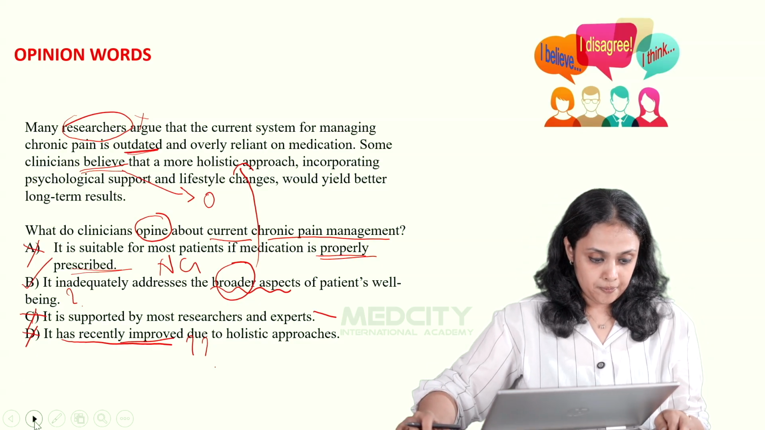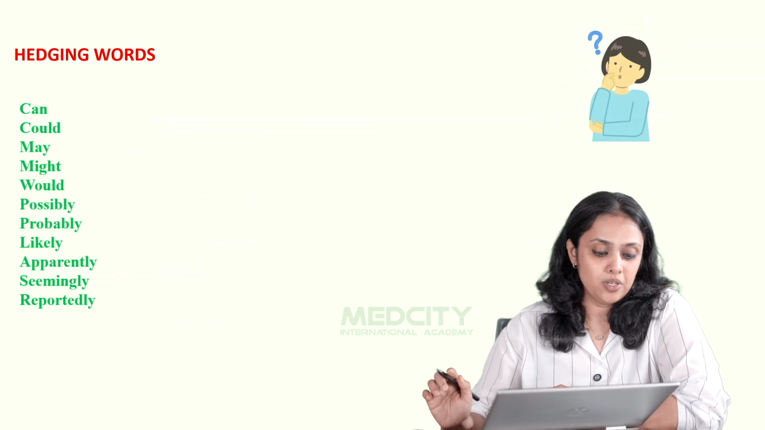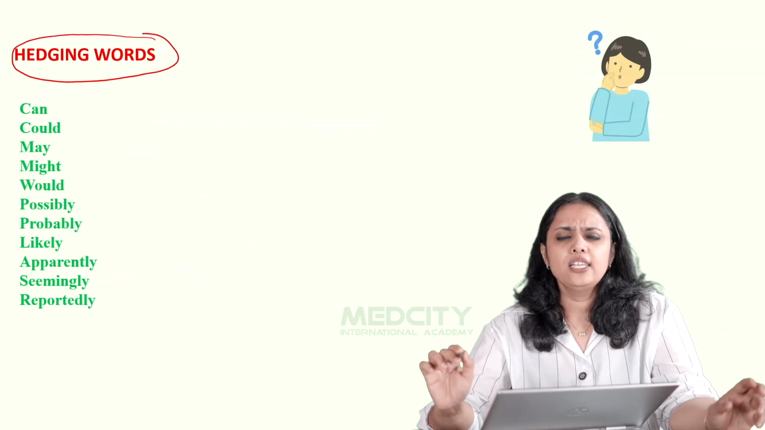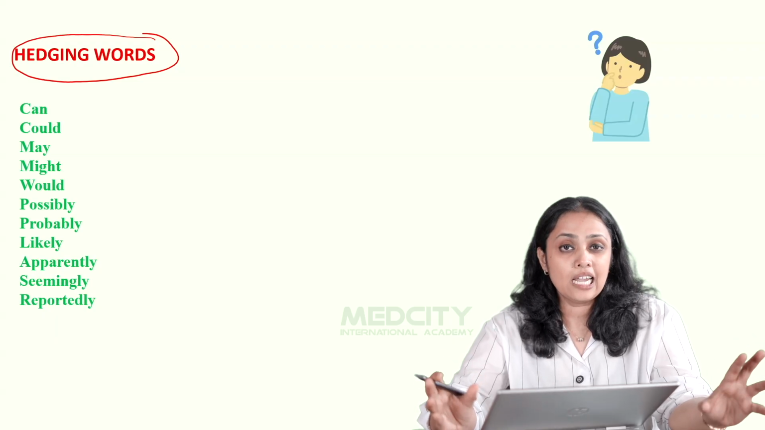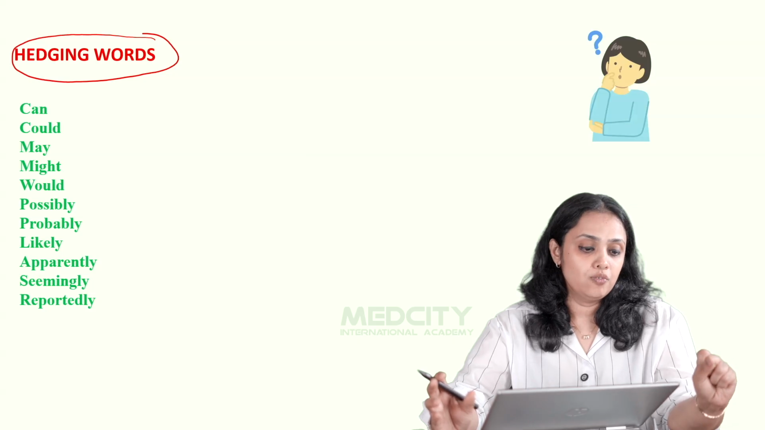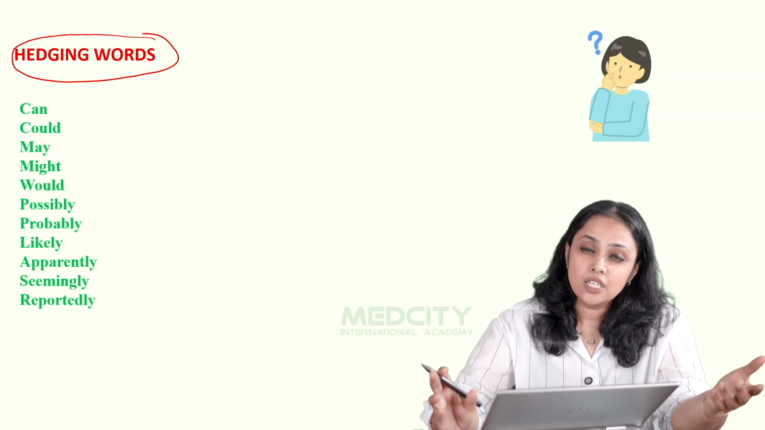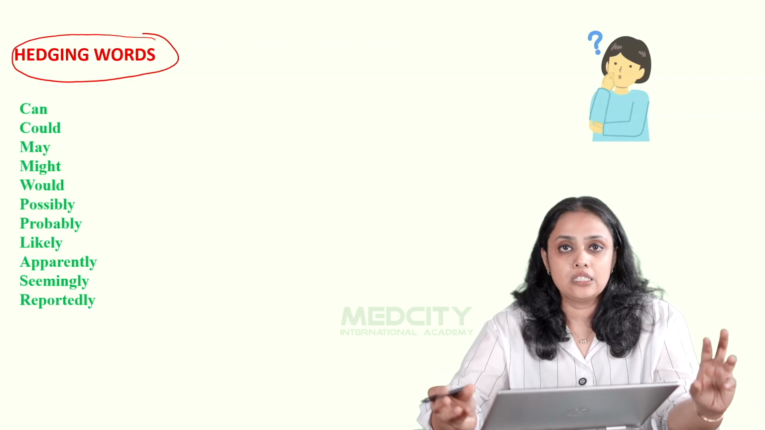Now, moving on, let's talk about hedging words. You might have noticed such words. Maybe you're not familiar with this term, hedging words. Hedging words are nothing but when somebody states an opinion, to make it sound lighter or softer, they use words. These words are called hedging words. For example, words like may, might, would, possibly, probably, just to show an element of uncertainty.